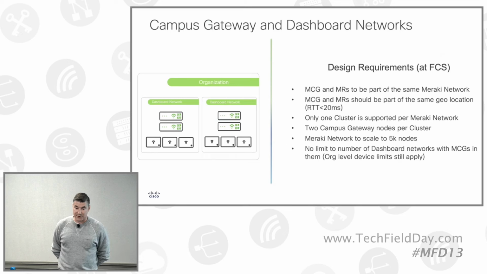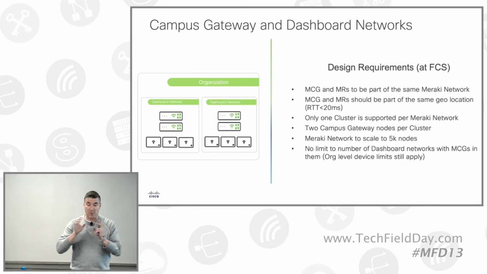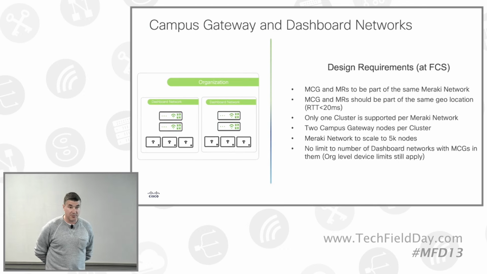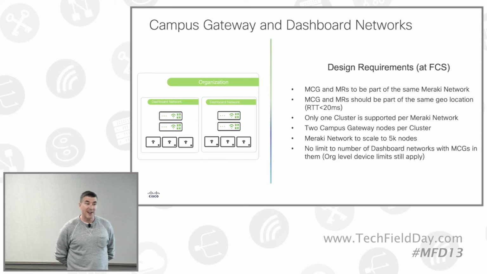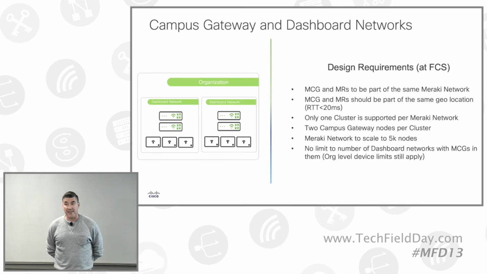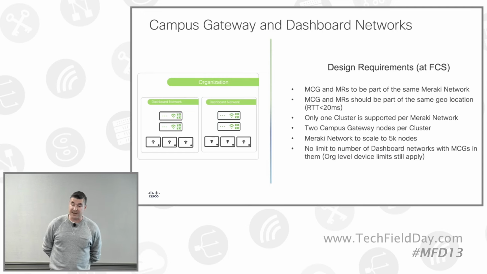You can kind of see in my illustration there, if I have an org and I have multiple dashboard networks, I drop a pair of Meraki Campus Gateways in each dashboard network. There are 2 nodes per cluster at launch. The network scale will scale up to 5,000. Those of you familiar with our documentation today, we say roughly 1,000 nodes per dashboard network. We've done a lot of optimization on the dashboard side itself to be able to handle the extra load of all those nodes. So we will change our guidance to say 5K nodes, period.